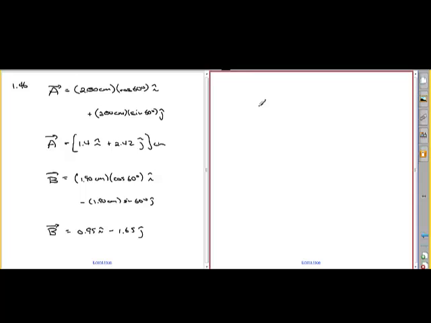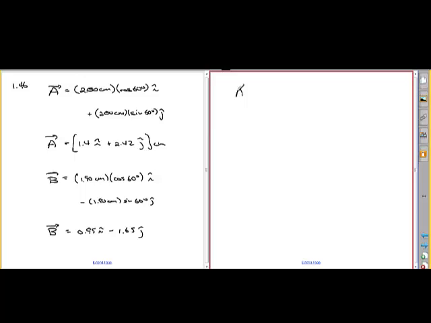Okay, so 1.9 times cosine of 60 is 0.95. And then we have a negative 1.9 times the sine of 60 degrees, which is 1.65, but it's negative because of this negative sign, j hat. So those are the vector forms of those two vectors.